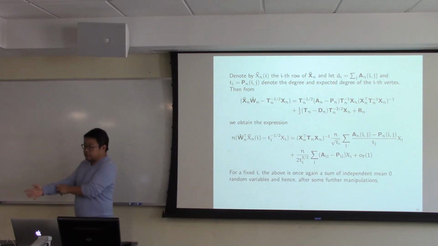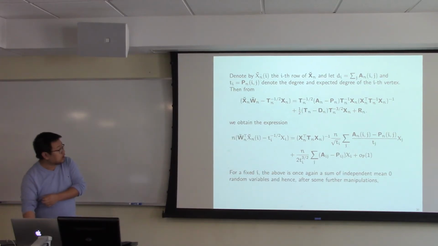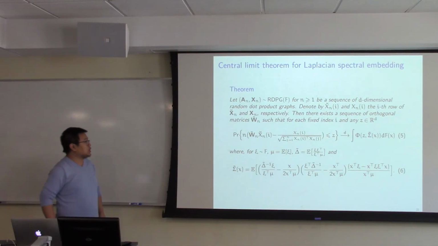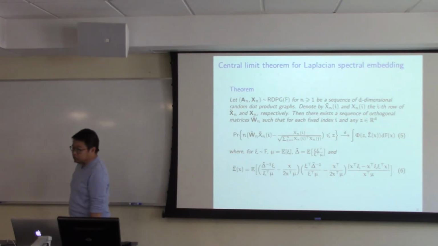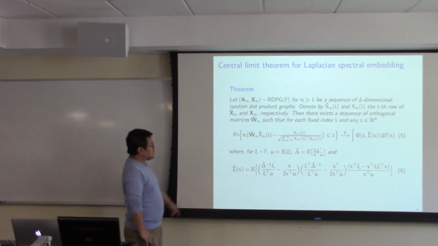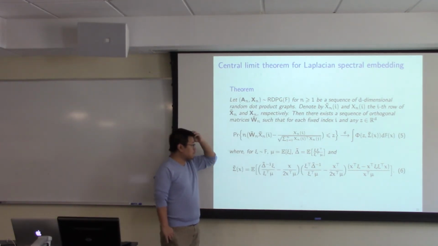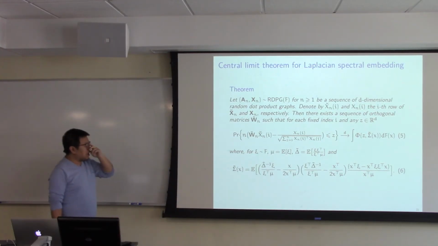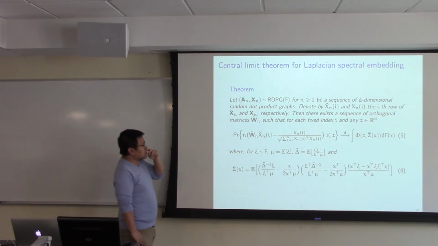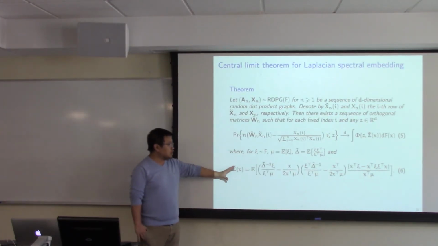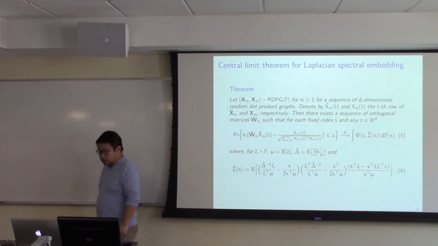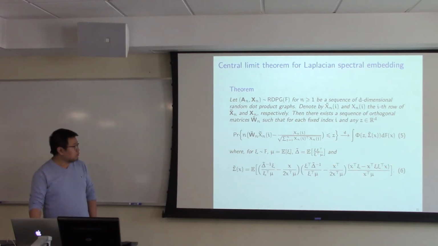And so after some further manipulations, I can show a central limit theorem similarly for the Laplacian spectral embedding. In this case, I scale by n because they have different quantities, and it turns out that it is once again a mixture of multivariate normals, with now the covariance matrix becoming much more messy. So this is in the case of the random dot product graph.